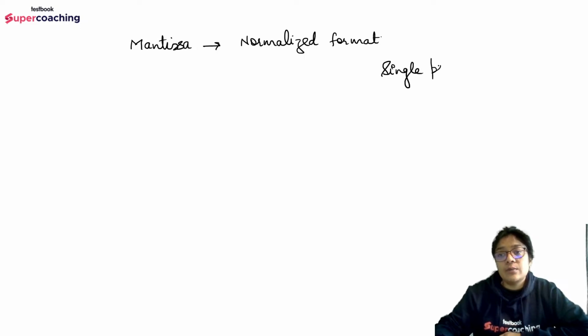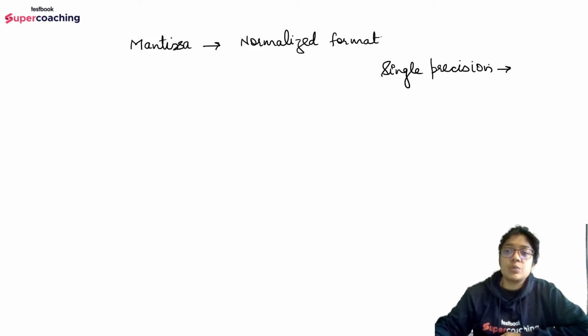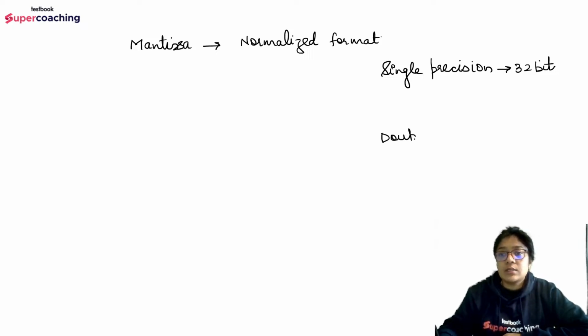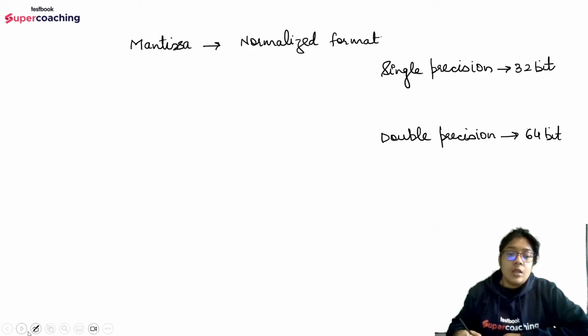Single precision, this format is predefined. Single precision, for this we have 32-bit representation. Total number of bits जो single precision में use होती हैं, that is 32-bit. And for double precision, this is 64-bit. अब total number of bits हमें पता है. I'm explaining the format.